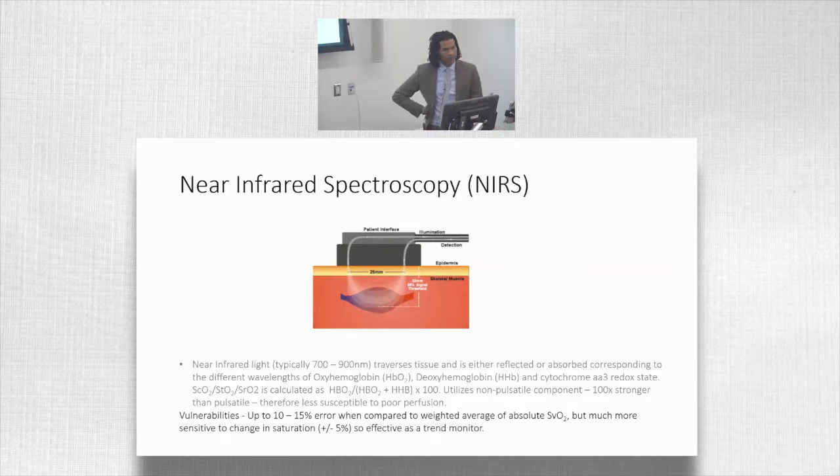But as is often said when NIRS is used to monitor a patient's hemodynamic state, there's an impressive degree of error or margin of error between the value that's reported by this spectroscopic method and the actual directly measured saturation. So it's up to 10 to 15%, depending upon the device. However, the devices are much more sensitive to an actual change in saturation with a much smaller margin of error. So again, the point here is to utilize it to understand the trend in the saturation that you're estimating rather than believing the absolute value.